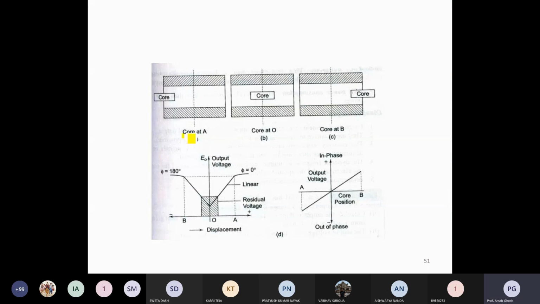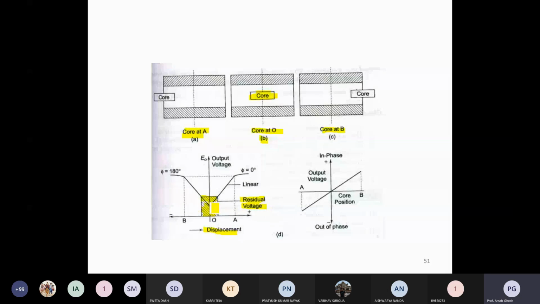So three conditions are there: condition A, condition 0 and condition B. Condition 0 means when the movable core is just in the middle of your setup. Here you can see that displacement, some area is required for the residual voltage. A minimum voltage is required, that's why it is called residual voltage.